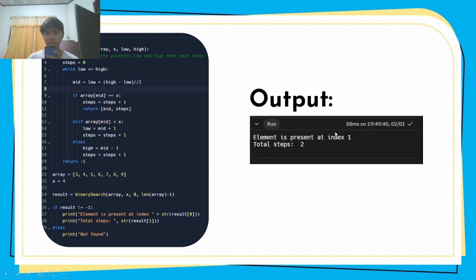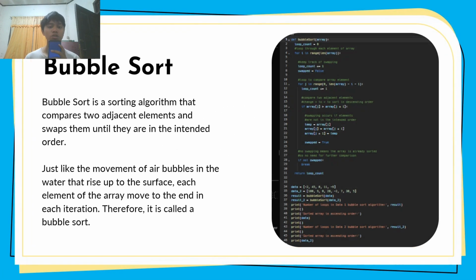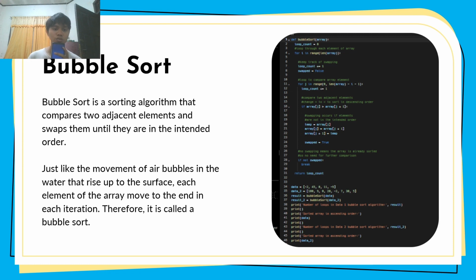Okay. Next one is bubble sort. What is bubble sort? Bubble sort is a sorting algorithm that compares two adjacent elements and swaps them until they are in the intended order. It is similar to air bubbles in the water that rise up to the surface. Each element of the array moves to the end in each iteration. Therefore, it is called a bubble sort.